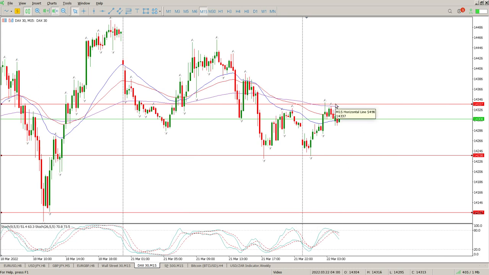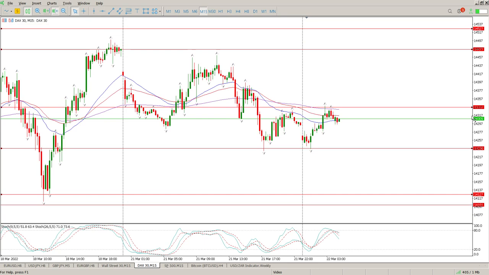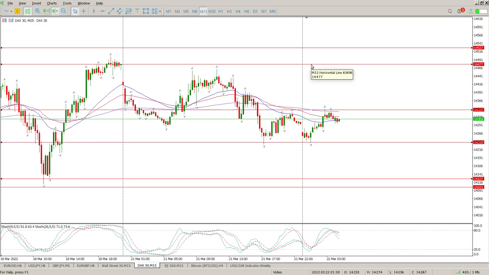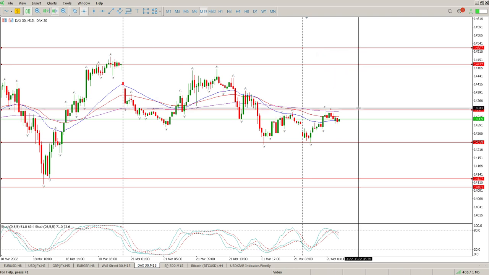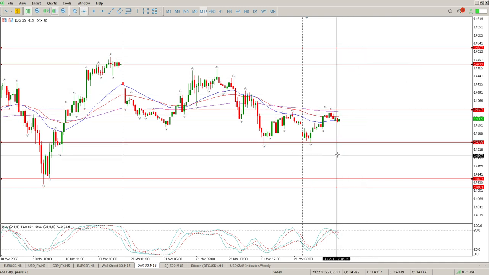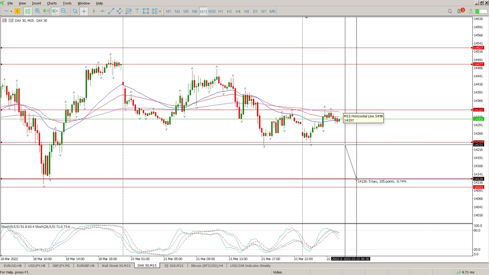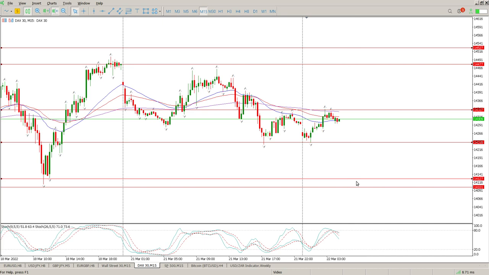Alternatively, break above 14,337, then you're looking firstly for this gap, and then secondly top of range, which is 14,477 and 14,527. At the moment that's 100 point risk for 140 point gain. The downside is probably not worth playing. It's 111 points risk for 111 points gain, so a 1-to-1 trade.